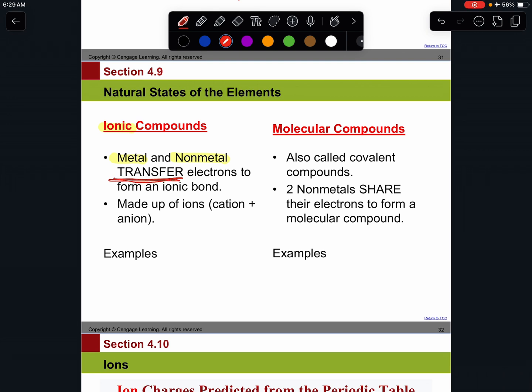And what happens here is we see a transfer of electrons, and we create what we call an ionic bond. We're going to talk a lot about that. So the metal and the non-metal transfer electrons, and they become a cation and an anion. Remember, a cation is a positive ion. Remember our little cat face here? And an anion is a negative ion.